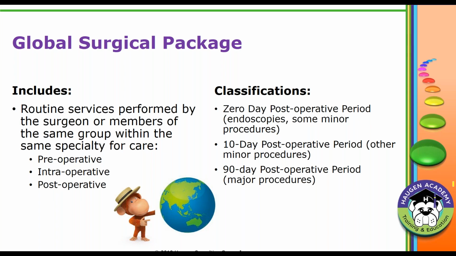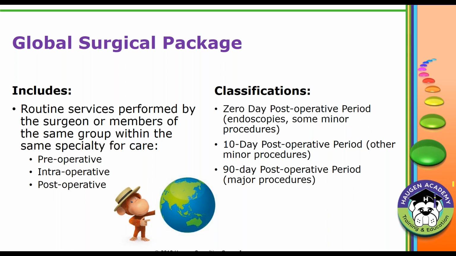So a major surgery often has 90 days. And what that means is that there's a total of 92 days. So there's 1 day before the surgery, the day of the surgery, and then 90 days after surgery that's included in the global period. 10-day procedures are usually minor surgeries. And there's no pre-op period for that. A visit on the same day is generally not payable, but the total global period is 11 days. So it'll be the day of surgery and then 10 post-op days.